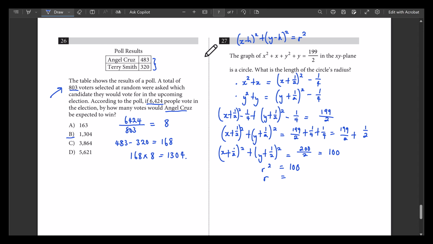Hence, to find r, we are going to take the square root of 100, and we get our r as plus or minus 10. And we can't have a negative radius. That means the radius is equal to 10.